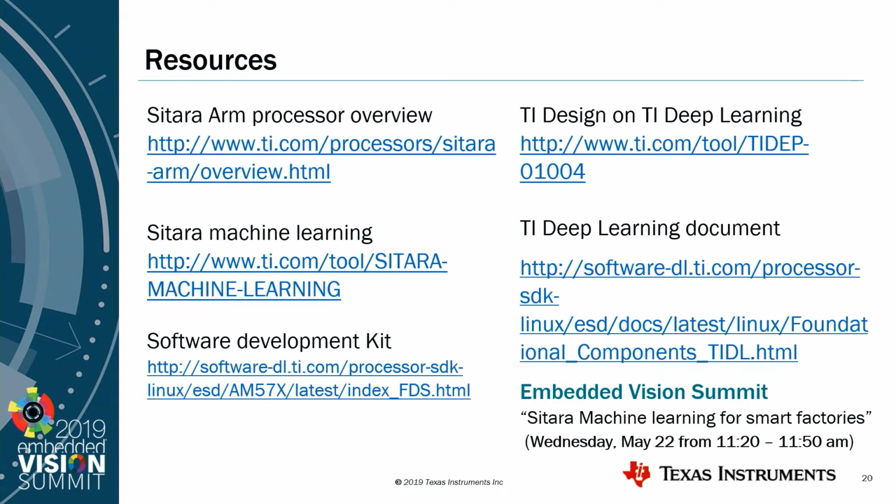Here are some of the useful resources. You can go to our website and look into downloading our SDKs or learning how to start with Sitara machine learning. Look into the documentation of our software development kit. We have a TI Design reference design on the TI deep learning software framework, so you can refer to that reference design if you are looking to start developing on our platform. I can take questions.